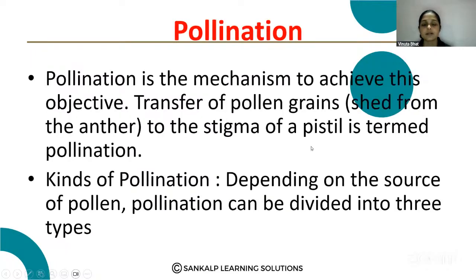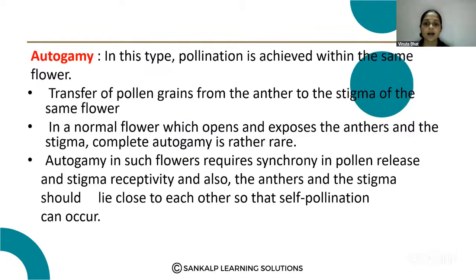Then, already male and female gametes are formed, but there should be a transfer of the pollen grain to the female gamete, right? Pollination helps in the transfer of pollen grains to the stigma of the female reproductive structure. Here, autogamy: what is the definition of autogamy? You should know this definition, as it will come in MCQ questions. Autogamy means pollination is achieved within the same plant: transfer of pollen grains to the stigma of the same flower.